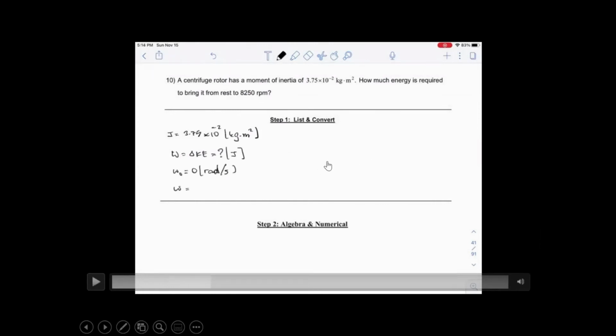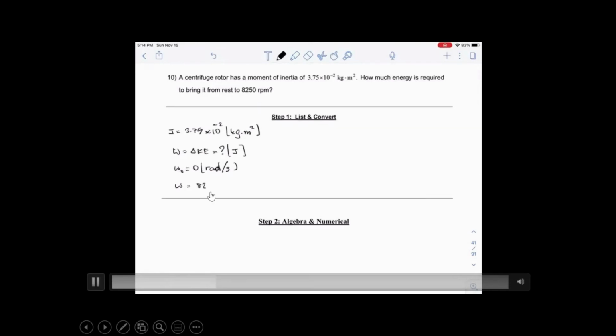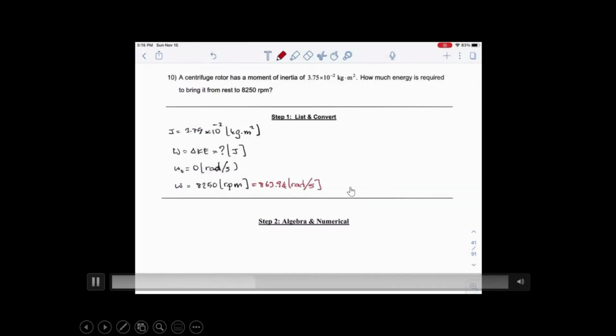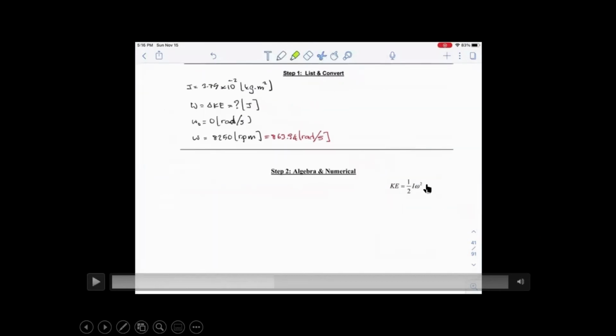Oh, okay, I'm reading it wrong. We have to accelerate it to 8,250 revolutions per minute from rest. Cool. Initial speed is going to be 0 radians per second. Final speed is given in revolutions per minute, so it needs to be expressed in radians per second. How much energy is required is the amount of work that needs to be done, or how much kinetic energy needs to be given to it. That's the same thing.